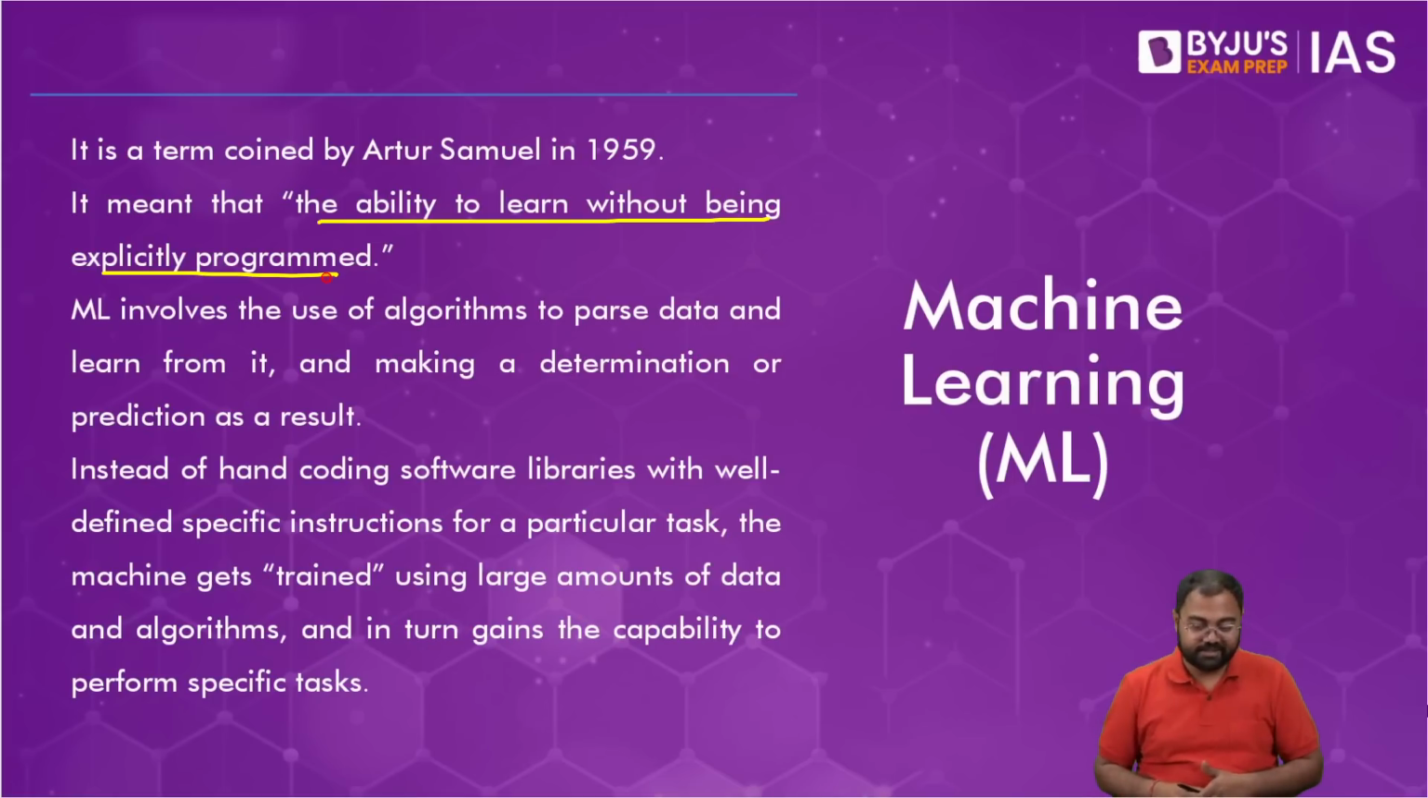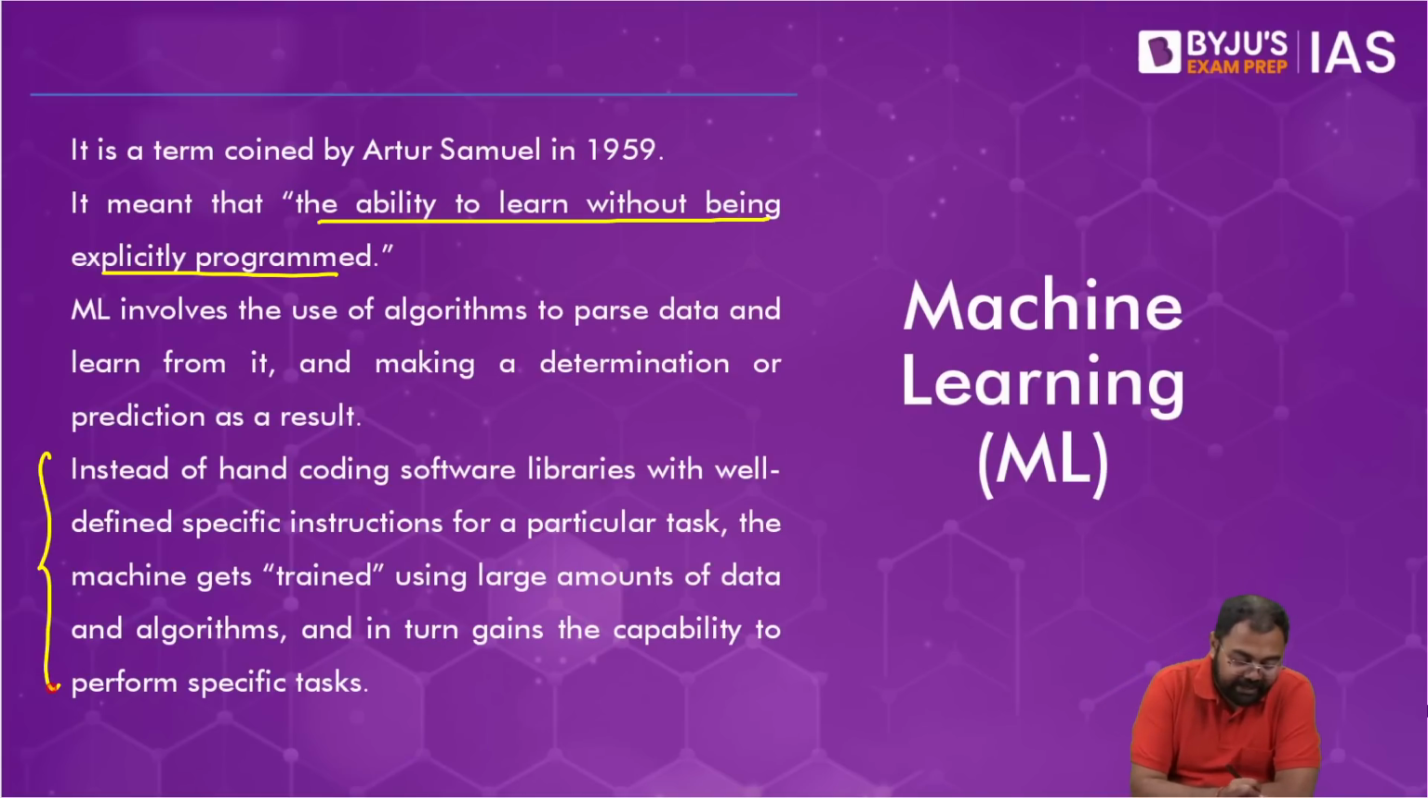And that's what machine learning is: you are not explicitly programming for each and every step, but rather you are programming the training module so that it gets trained on data and can predict results based on that training. So instead of hand coding software libraries with well defined specific instructions for a particular task, the machine gets trained using large amounts of data and algorithms, and in turn gains the capability to perform specific tasks. This is basically what we see with machine learning.